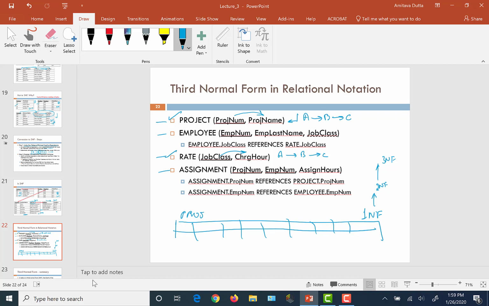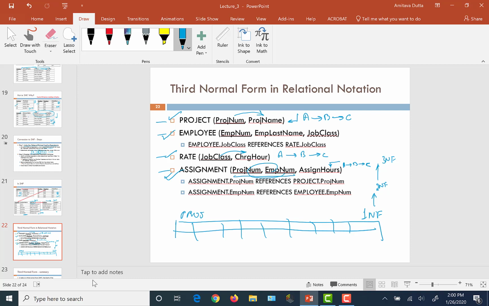Now when I look at hours worked, the assignment, the primary key is composite. It's project number plus employee number, but the hours worked depends on both of these attributes. So it doesn't depend on a part of the primary key. So this is in second normal form, and you also don't have a transitive dependency here. You don't have a situation where A determines B and B determines C. So this third relation is also in third normal form. And if you examine this fourth one, the employee, same story, it is in third normal form because there are no partial dependencies and there are no transitive dependencies.